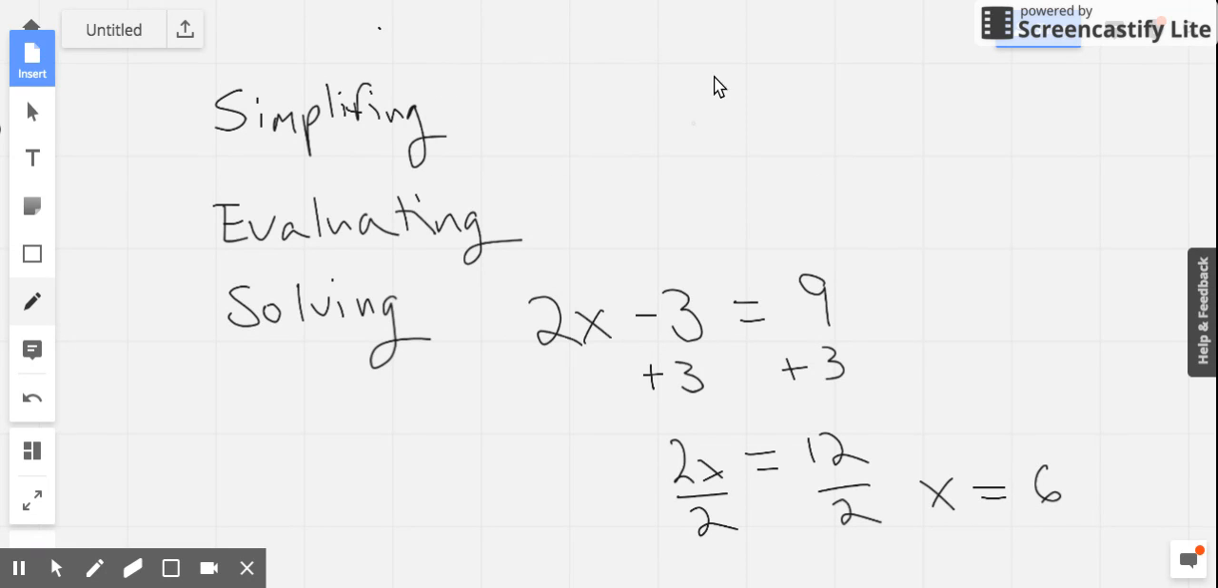So we simplify and evaluate expressions, we solve equations. And this is important language that we're going to use throughout the course, so it's good to get a firm grasp on when we say simplify, when we say evaluate, when we say solve, and what I'm asking you to do in each one of those instances.